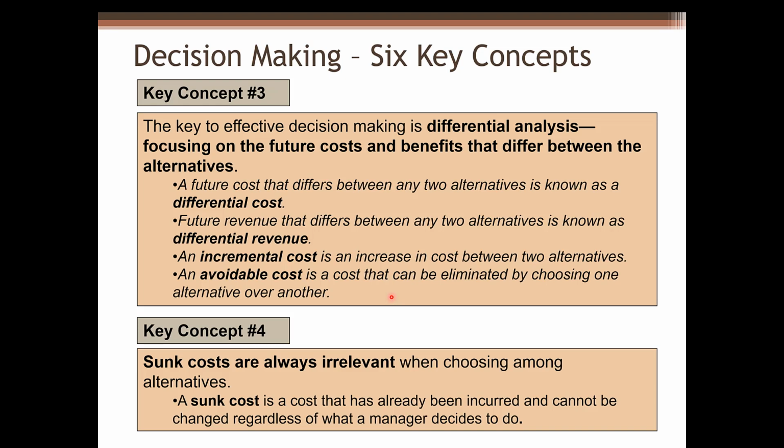Here, differential cost, differential revenue, and incremental cost, intuitively, are relevant costs. When we make decisions, we should not ignore them. Same for avoidable cost. Avoidable cost is also a relevant cost. Key concept number 4. A sunk cost is a cost which has already been incurred and cannot be changed regardless of what the manager decides to do. Sunk costs are always irrelevant when choosing among alternatives. They are done. They should be ignored when making decisions.